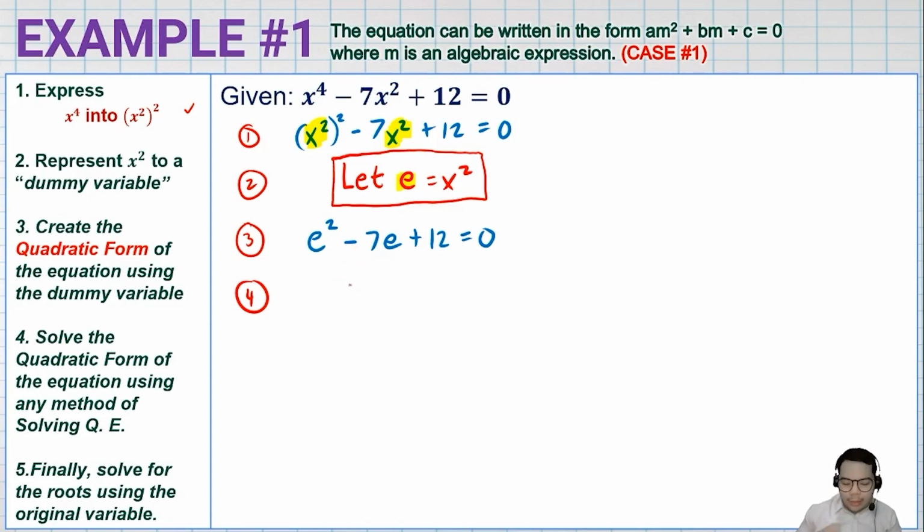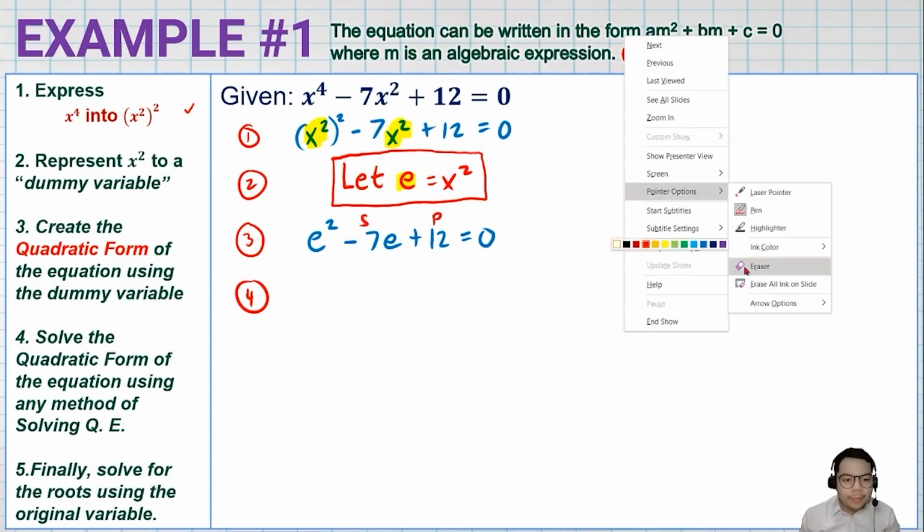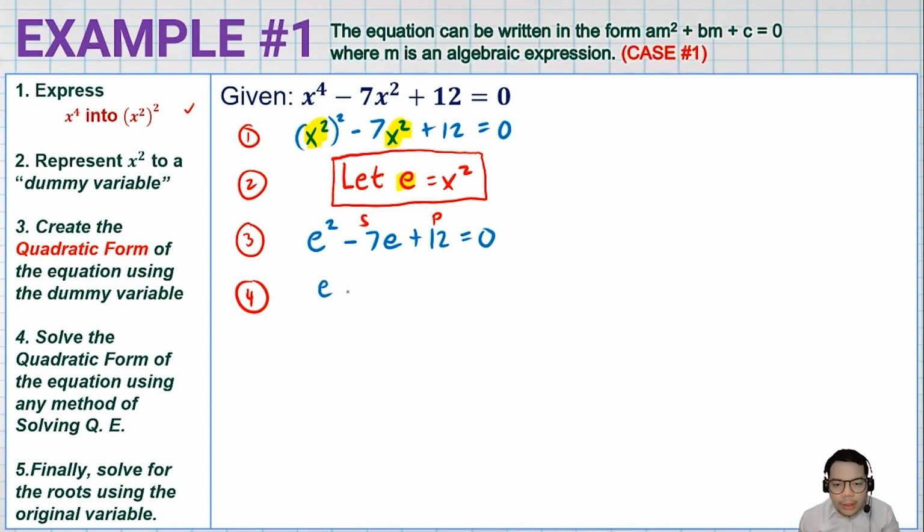So, ang pipiliin ko na method, isa sa pinakamadaling method is factoring. So, I think I can do factoring with this equation. So, for me to factor this one, I can have two factors that having a product of 12 and a sum of negative 7. So, ano kaya yon? Kung naisip mo ay e minus 3 times e minus 4, tama yung factors mo. Tutuloy pa natin to kasi kailangan natin mag-solve for the value of e.